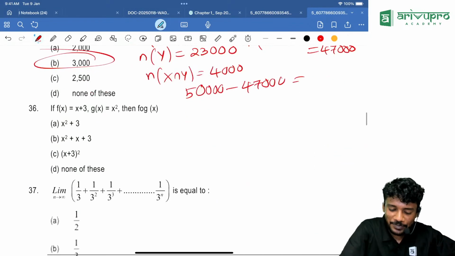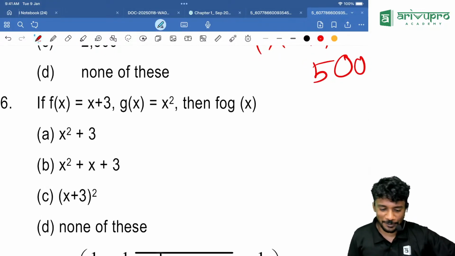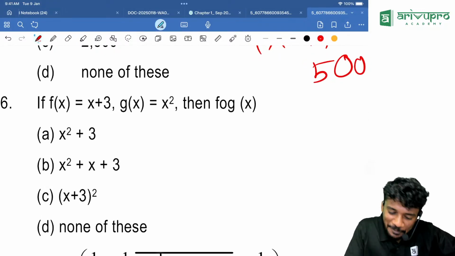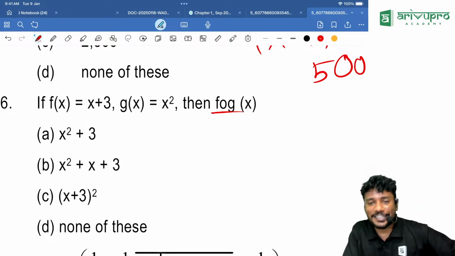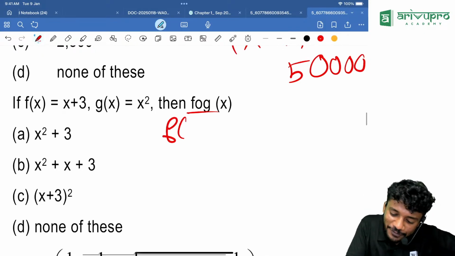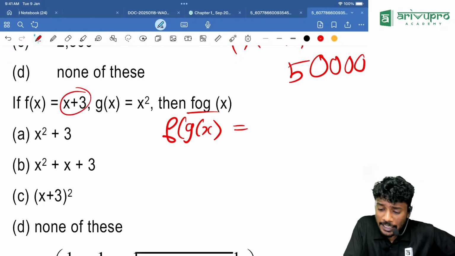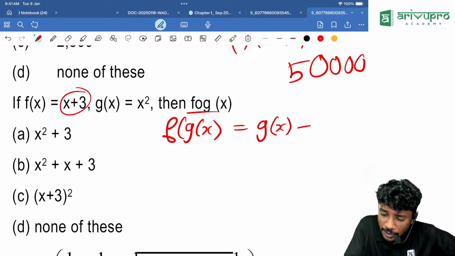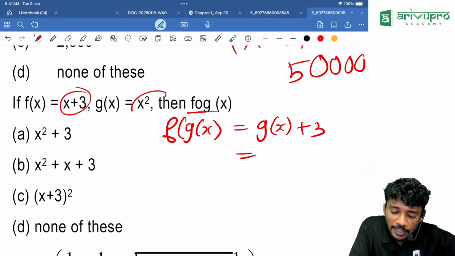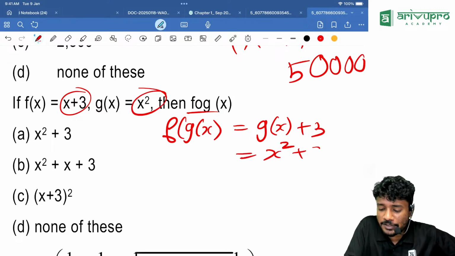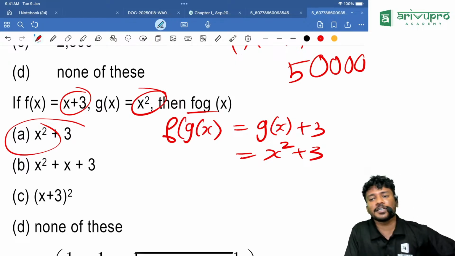Next one. They are asking for fog of x. What is fog of x? F of g of x. What is f of x? X plus 3, right? Instead of x, what we are going to write? G of x plus 3. What is the value of g of x? X square plus 3. Option A is our answer.